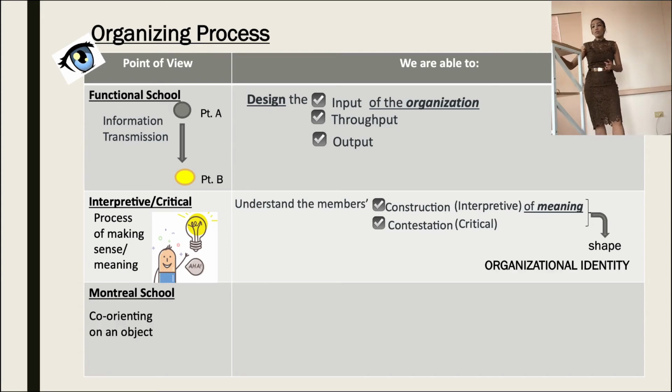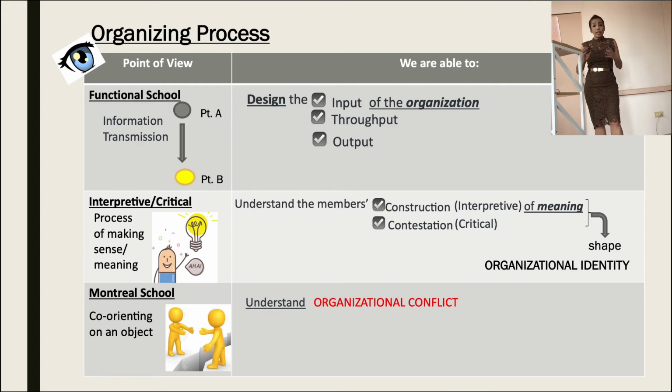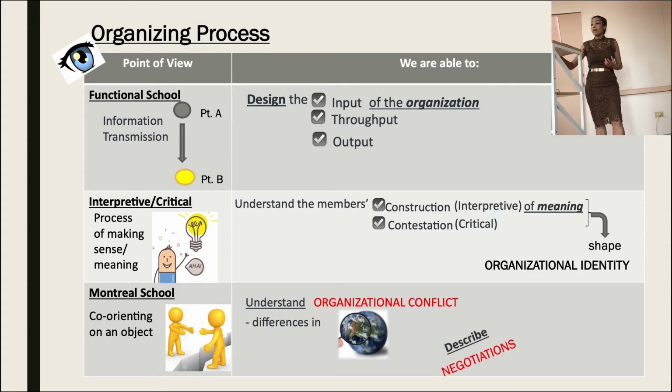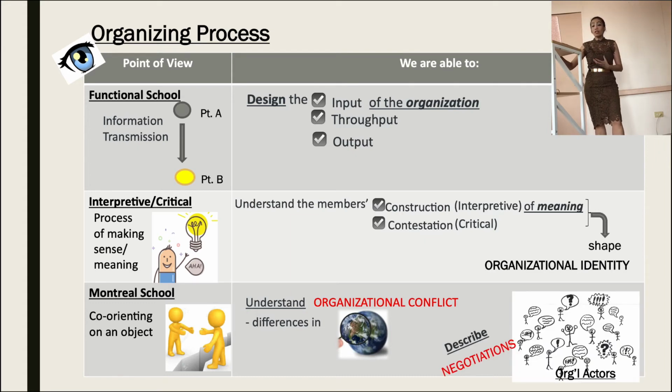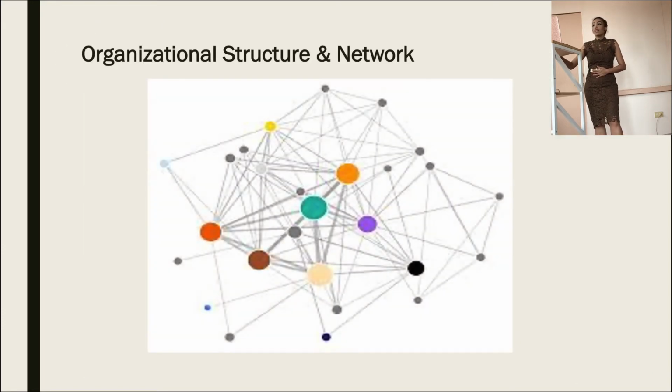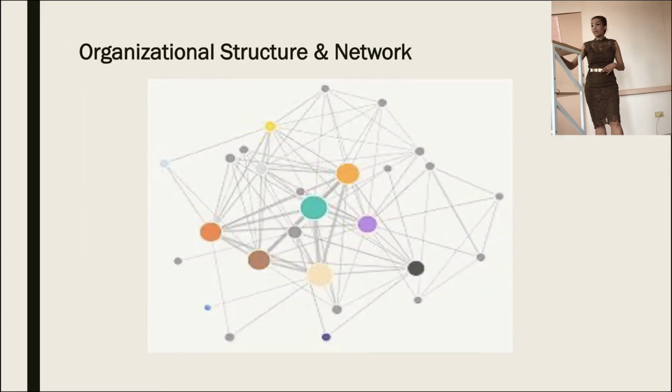Alright, for the Montreal School, it is more on the co-orienting on an object. We've discussed this a bit earlier. We are able to understand that yes, there are organizational conflicts, given that there are differences in worldview. But again, there are negotiations amongst the organizational actors to settle this. Right, let's move on now to structure and network.